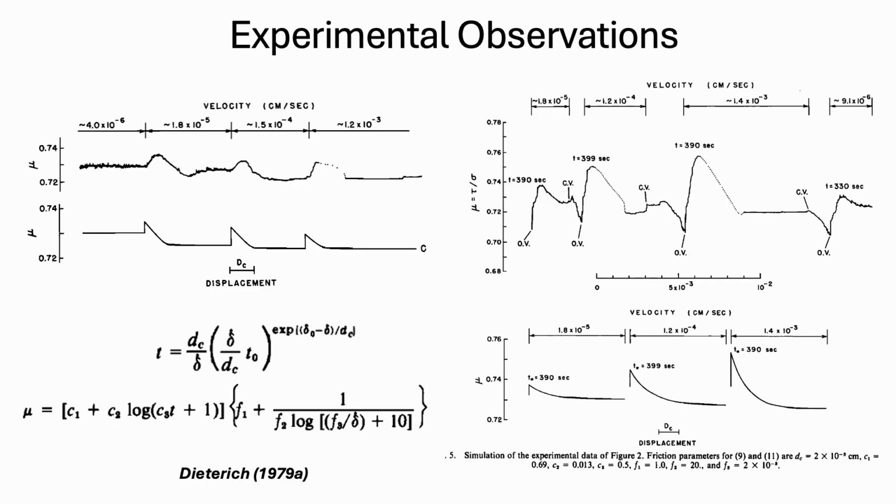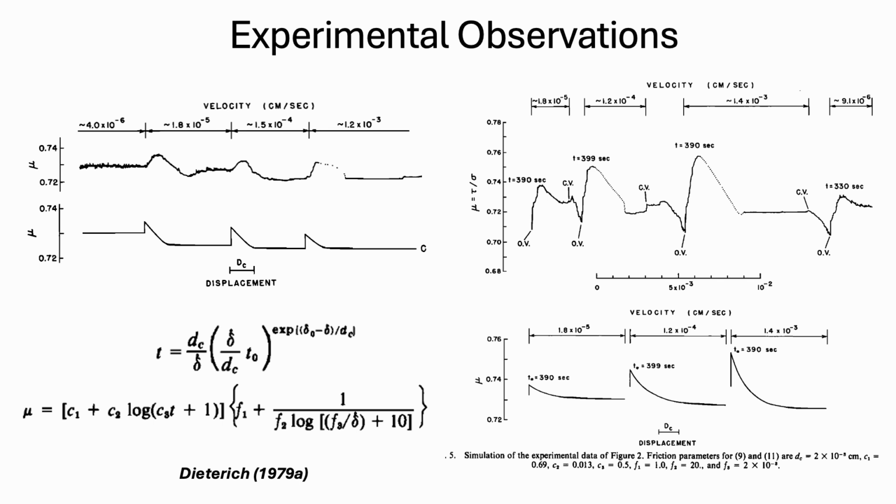So you see there are a bunch of free parameters over here, but nevertheless, the empirical model does a really good job of trying to model the friction evolution with slip rate. Also, this equation over here, where T is d sub c divided by the slip rate, times d sub c times slip rate divided by d sub c times t0 exponent of slip rate at steady state minus slip rate divided by d sub c.